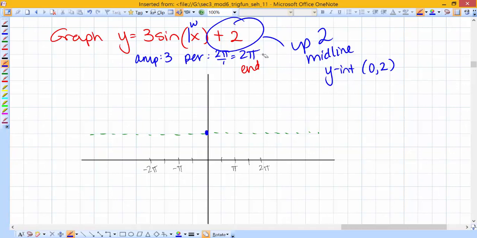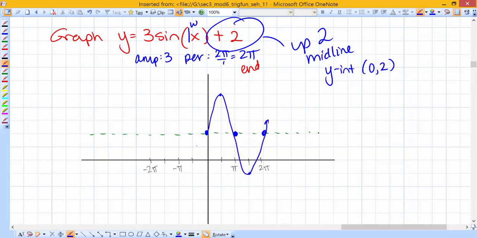My period is 2 pi. So instead of putting the point on the x-axis, you actually put the point on the midline. Then you find the halfway point, put it on the midline. Then you go halfway through. Now here's the tricky part, because you don't go up 2, you're going to go up 3 from the midline. So 1, 2, 3, halfway through, 1, 2, 3. Here's your first cycle.